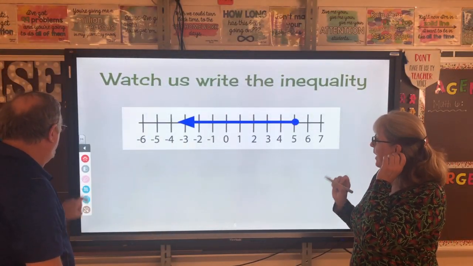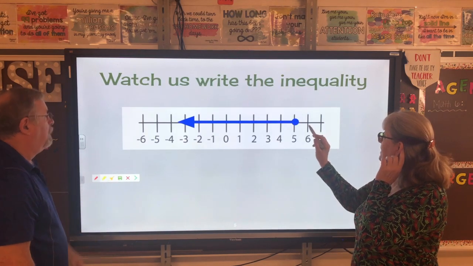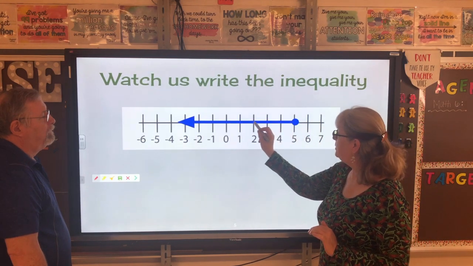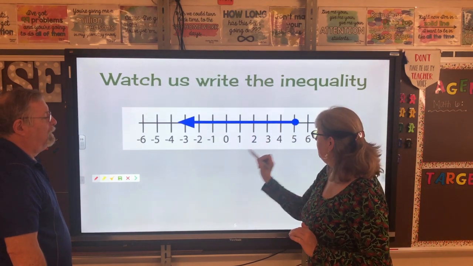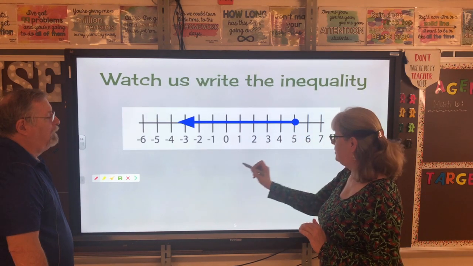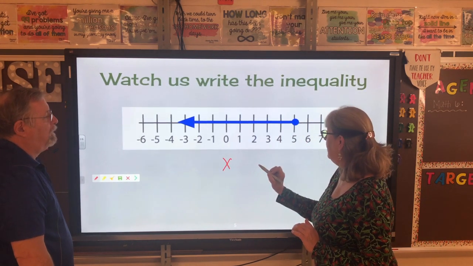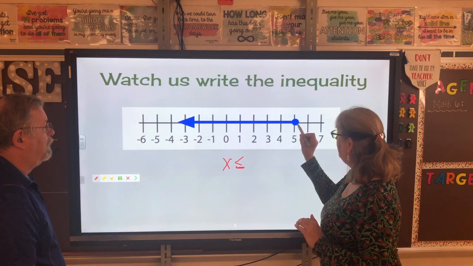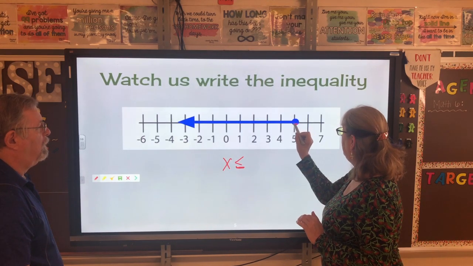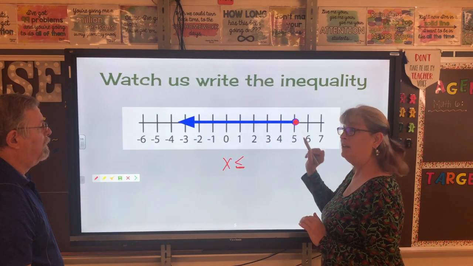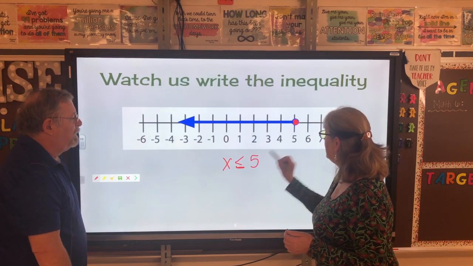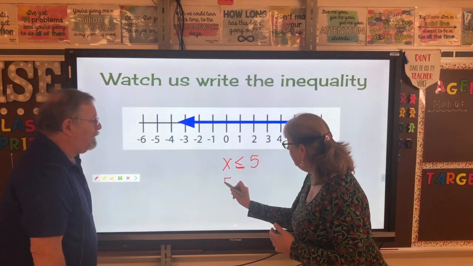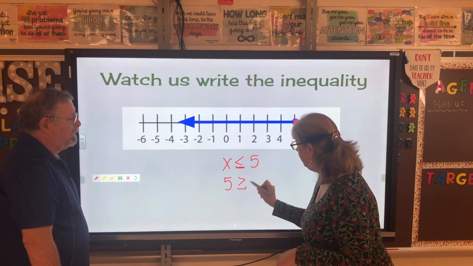So I like to identify where I'm starting. I see that I have a closed-in, filled-in circle at 5, and all of the numbers are less than that, but there also could be 5. So I'm going to use x as well. x is less than or equal. I call this my fill-in line. When I have that extra line here, I know that this circle has been filled in. And then I put my 5 because that's where we're starting. So x is less than or equal to 5, or 5 is greater than or equal to x.